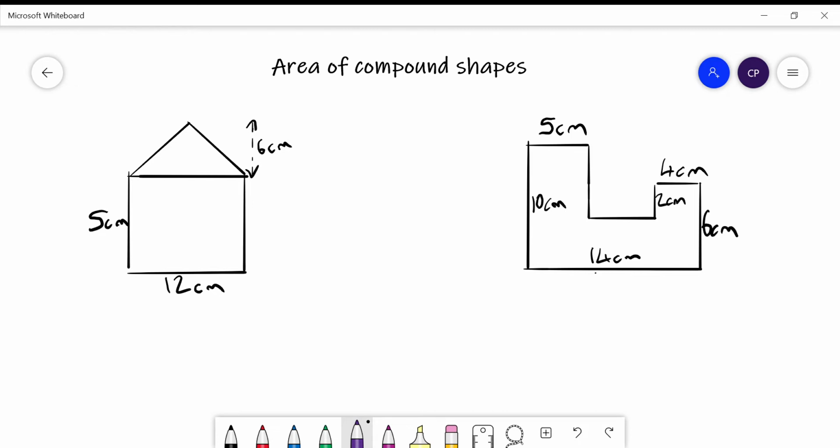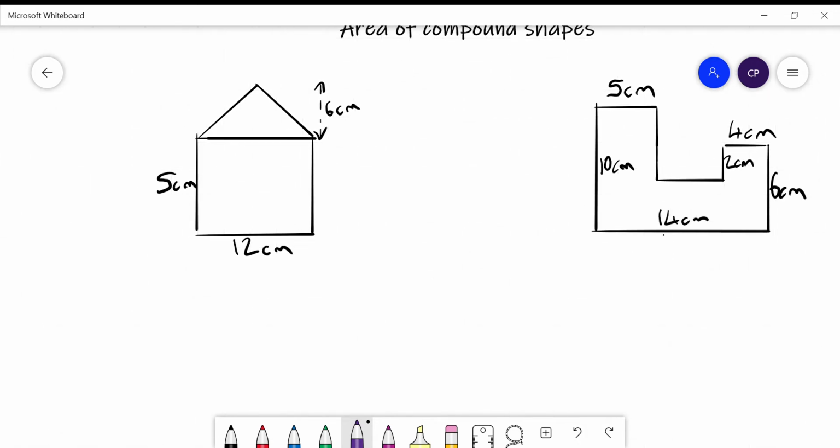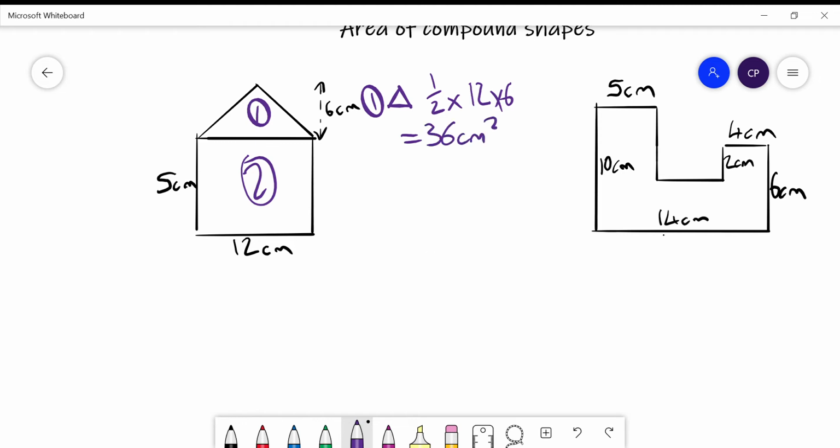So we'll look at this first shape here. And what's best to do is break it down into the two shapes. So we've got our triangle, and we've got our rectangle. So if I look at, first of all, the triangle, the area of a triangle is half times base times height. Well, the base of this triangle here is going to be 12 and the height is 6. So to work out the area, it's a half times 12. So half of 12 is 6. 6 times 6 is 36, and that's going to be centimetres squared.